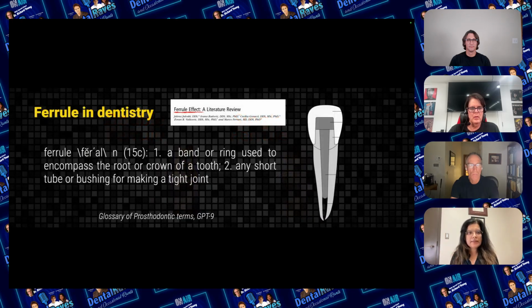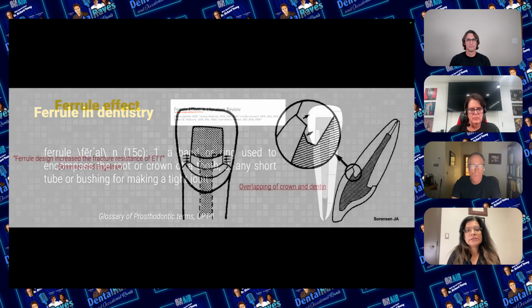And then how we apply that in dentistry: that's the dental definition from the Glossary of Prosthodontic Terms, GPT-9. It's defined as a band or a ring used to encompass the root or crown of a tooth. Or you can also define it as any short tube or bushing for making a tight joint. And then we all know the classic literature on ferrule effect, and we have had this ferrule term hammered down as dental students all the time.